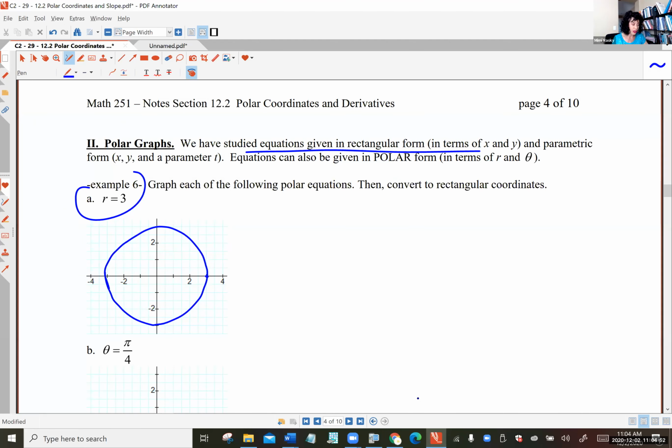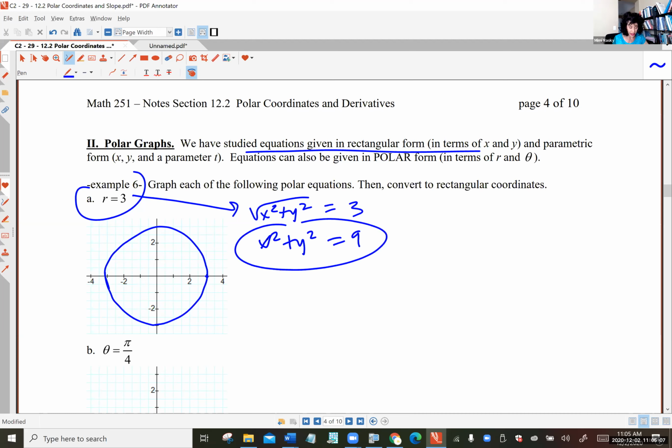Now, how would you convert to rectangular? Well, you could just use your knowledge of circles, but if you use the conversion formulas, remember that r is the same as the square root of x squared plus y squared. And then when you square both sides, you get that, and that is the same as a circle centered at the origin of radius 3. So this is the rectangular equation that's the same. Questions?